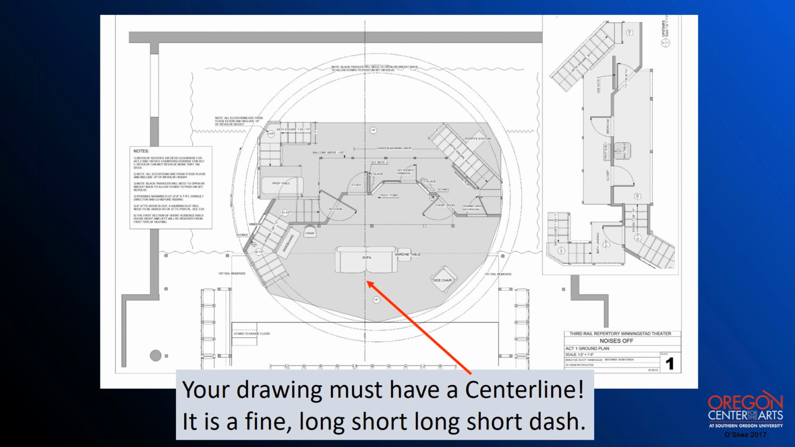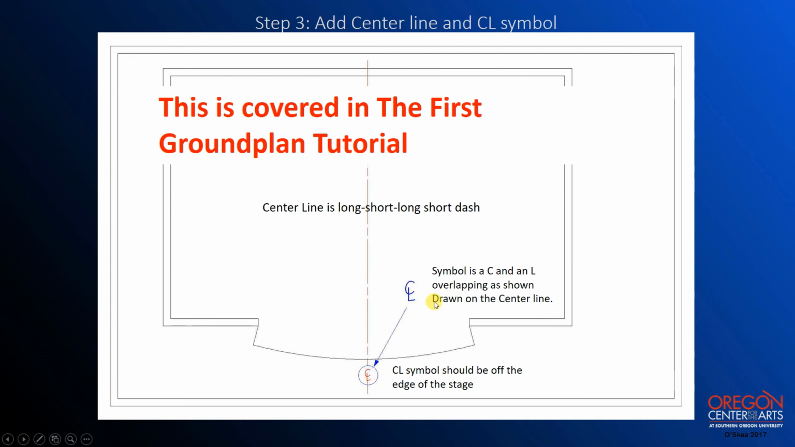And if you can kind of eyeball that and get it really close, I'm not going to get a ruler out and measure each one of your dashes, but if they're teeny tiny little dots at one end of your drawing and they're huge dashes on the other end, they want to be consistent. One nice little center line. That's not a hard thing to do, and it looks good. This is covered in that ground plan tutorial.